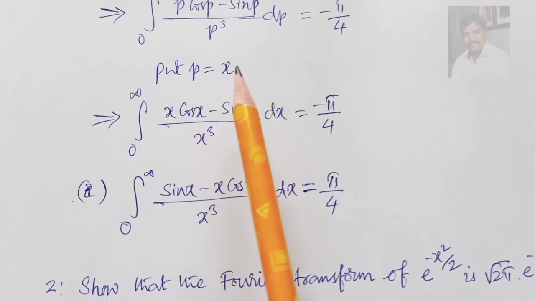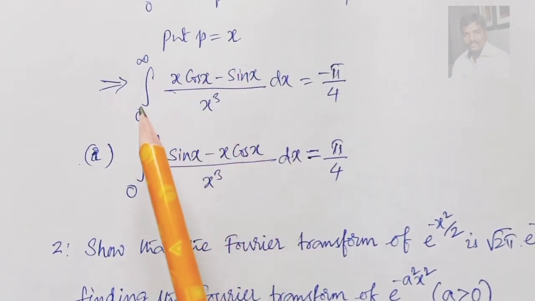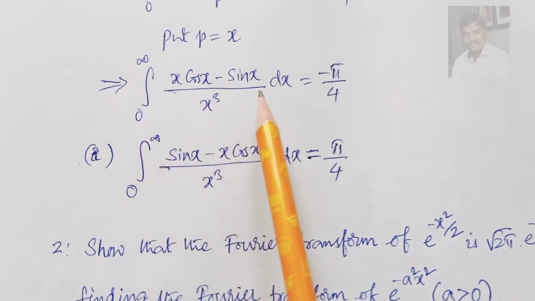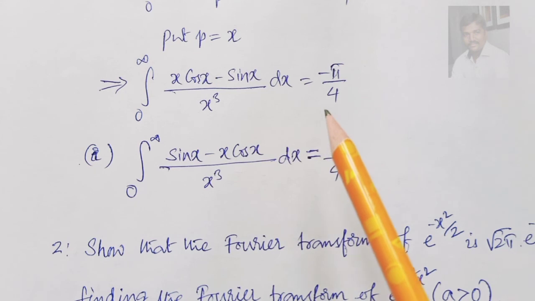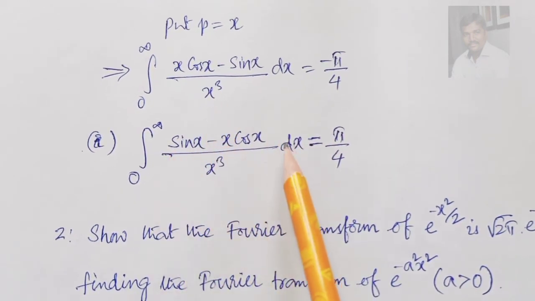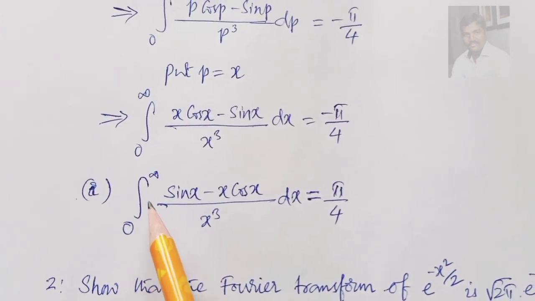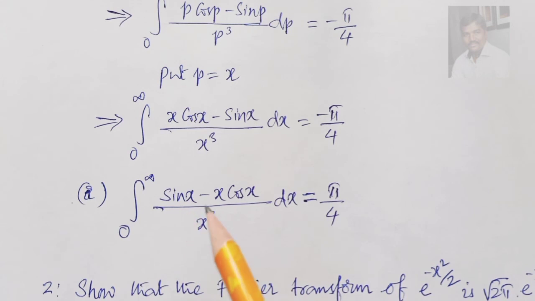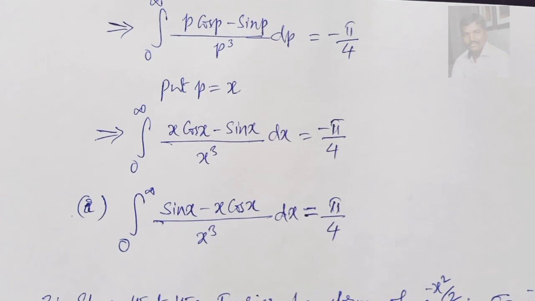Now put p is equal to x, since they are asking the result in terms of x. That implies integral 0 to infinity x cos x minus sin x by x cube dx is equal to minus pi by 4. Or if I take that minus common, the result can be written like this also, that is integral 0 to infinity sin x minus x cos x by x cube dx is equal to pi by 4. I hope you understand. Okay, thank you.